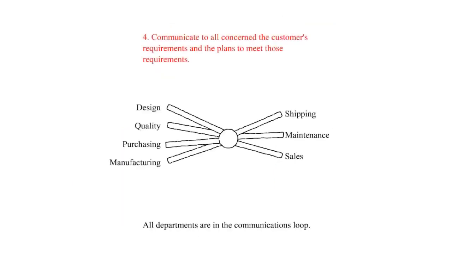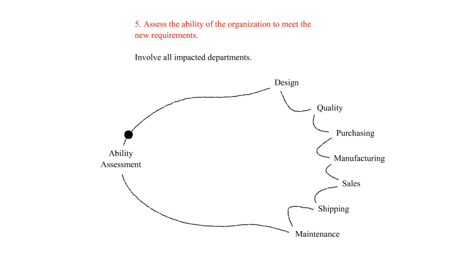4. Communicate to all concerned the customer's requirements and the plans to meet those requirements. All departments are in the communications loop. 5. Assess the ability of the organization to meet the new requirements. Involve all impacted departments.